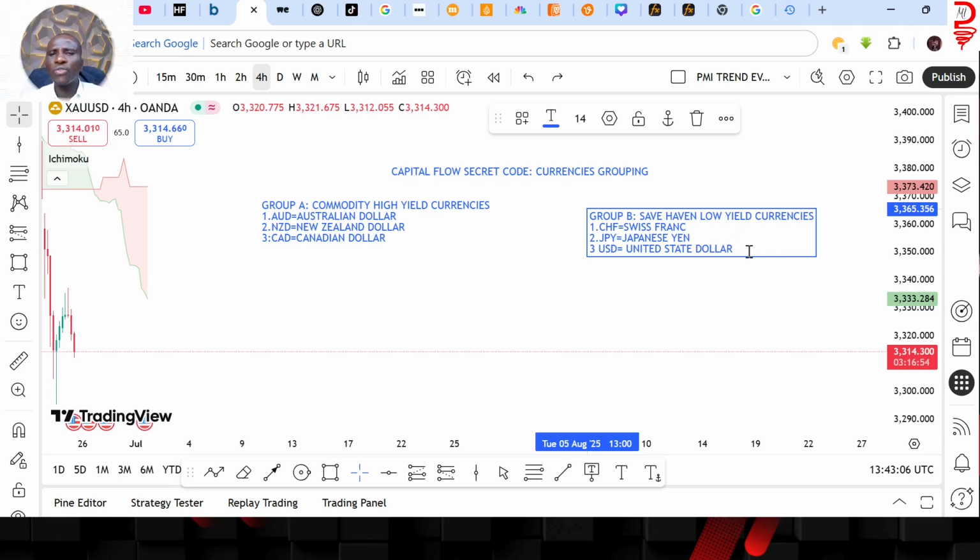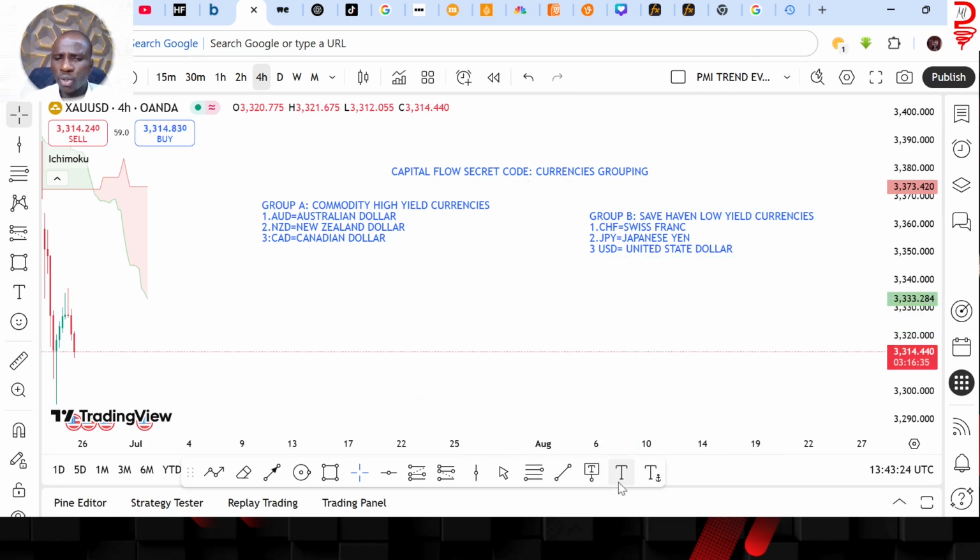Now let's move on. Of course, the dollar is a very stable economy, even if the interest rate is not low. When there is risk off, people tend to move their money into the dollar, of course.